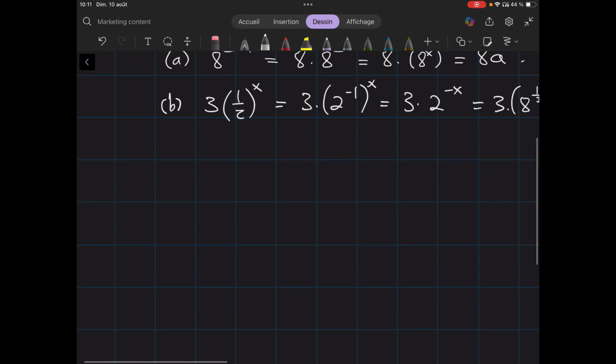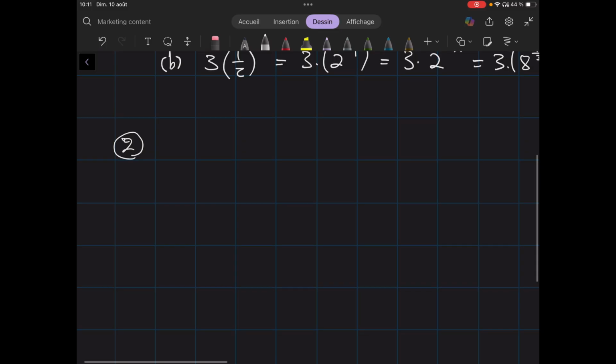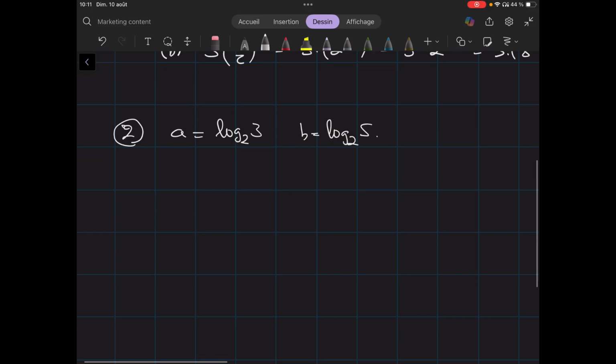Question 2. We would like to express in terms of log base 2 of 3 and log base 2 of 5. This kind of question is very common on exams. Part A. Log base 2 of 60. We have the same base, so no need to worry about it. We just need to decompose 60 into multiples of 3 and 5.